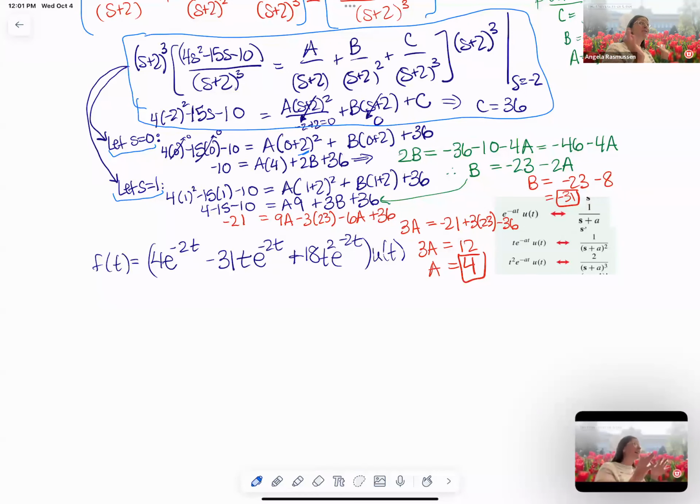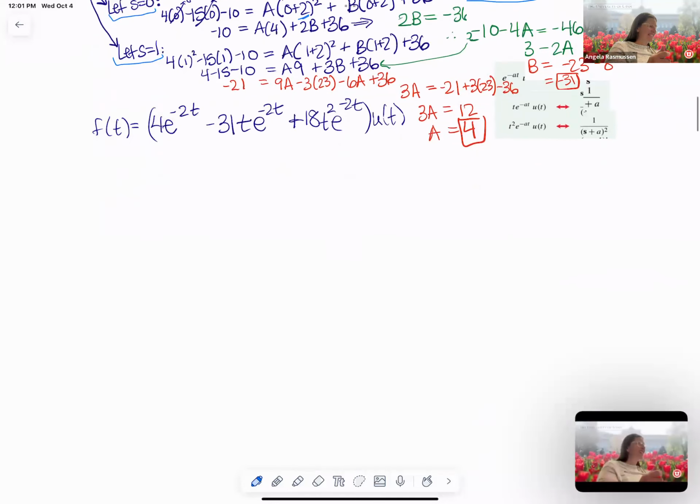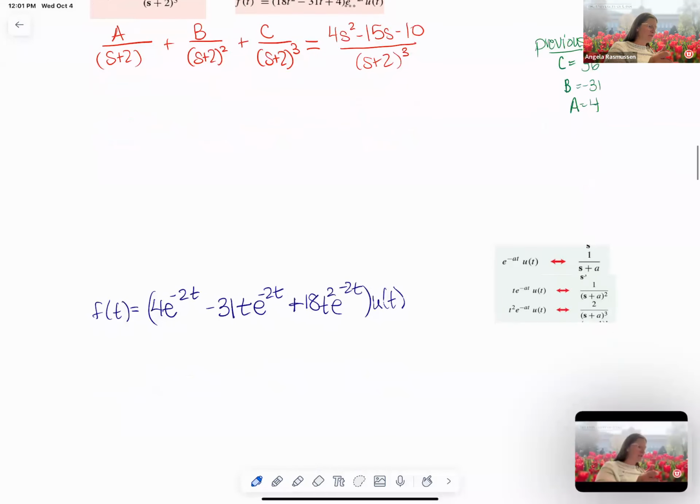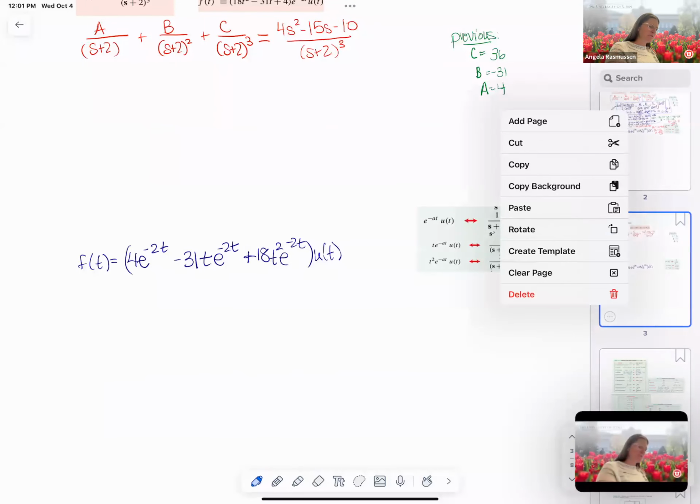Okay, any questions about partial fraction expansion? Okay, we're ready to move back to problems. All right, so we are going to move back to some problems.